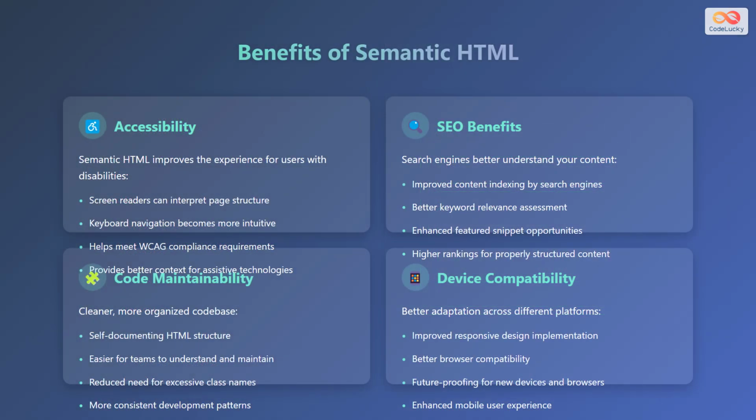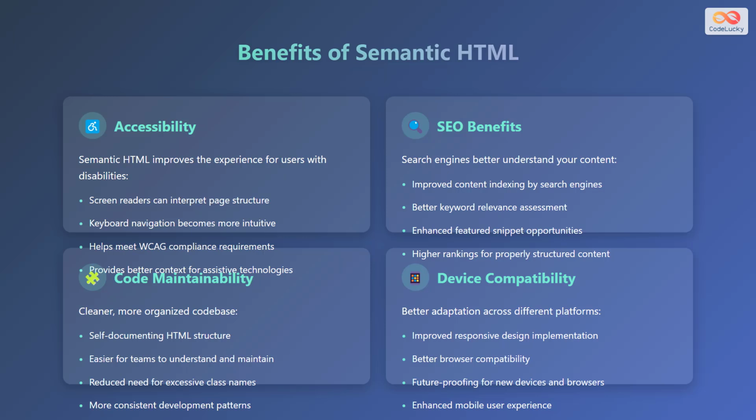Let's see the benefits of using semantic HTML. Semantic HTML significantly improves accessibility, making web content more usable for people with disabilities. Screen readers can interpret the page structure, keyboard navigation becomes intuitive, and websites can meet the Web Content Accessibility Guidelines compliance requirements. Semantic HTML enhances search engine optimization. Search engines can better understand your content, leading to improved content indexing, better keyword relevance assessment, enhanced featured snippet opportunities, and higher rankings for properly structured content.